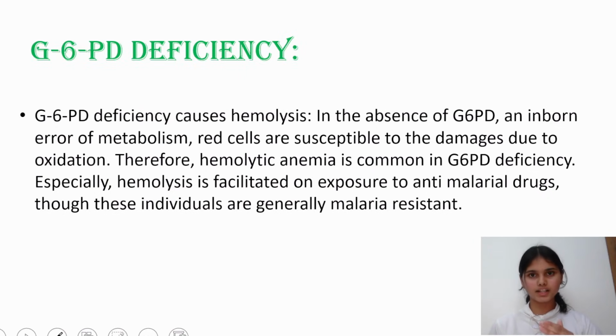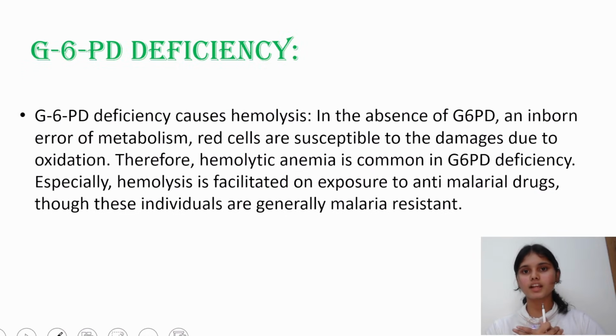So what I want you to remember is the function of the G6PD, and that in hemolytic anemia, G6PD is deficient. So you pretty much know what's going to happen to that RBC membrane. And also hemolysis is facilitated on exposure to anti-malarial drugs, though these individuals are generally malaria resistant. Now why are these individuals generally malaria resistant? It is because malaria depends on the life cycle of the RBC. Now because they have G6PD deficiency, that means oxidation of the RBC membrane takes place. That means they have a weak RBC membrane, right?